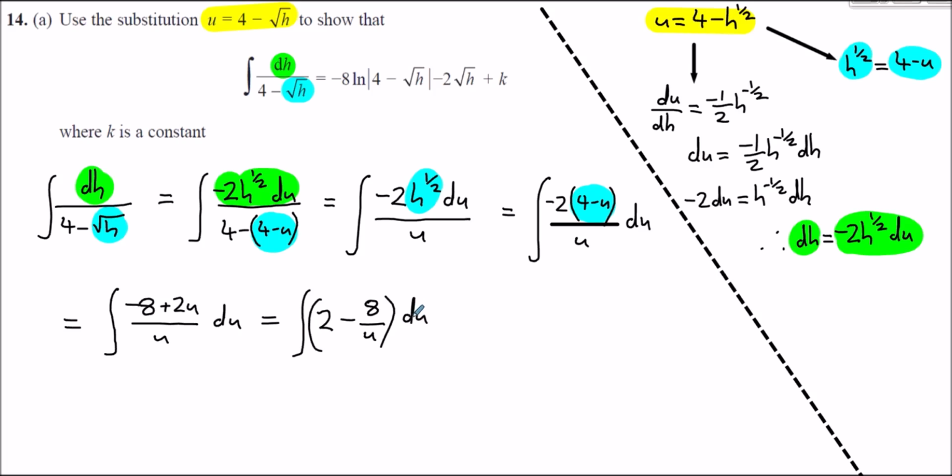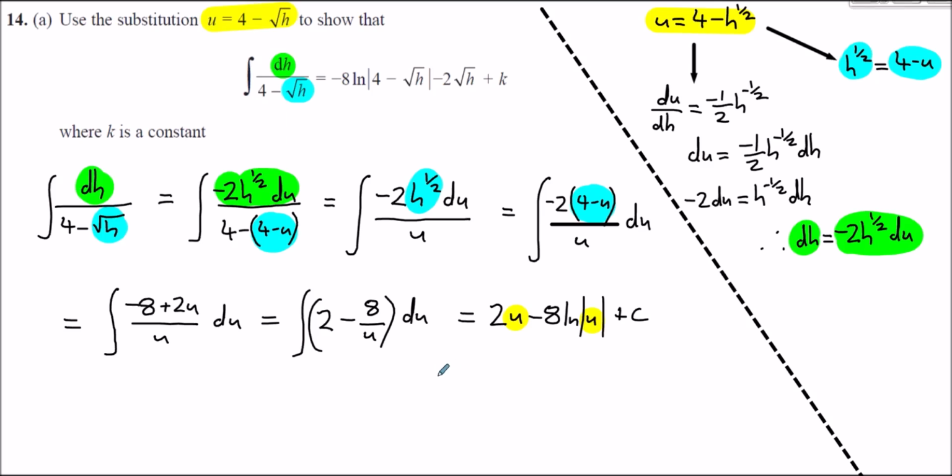So now, if I were to actually integrate this, what I'd get is the following. I'm going to get 2u, because that constant 2 will integrate, of course, to 2u. Minus 8 over u will integrate to minus 8 ln of mod u, plus, of course, some constant of integration. Now it's just a case of actually filling in what u actually was. So u, of course, is 4 minus root h. So we can sub this in.